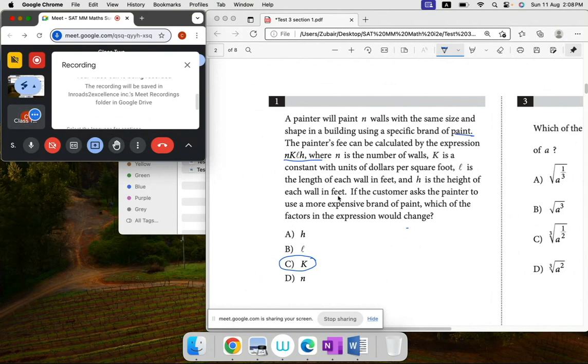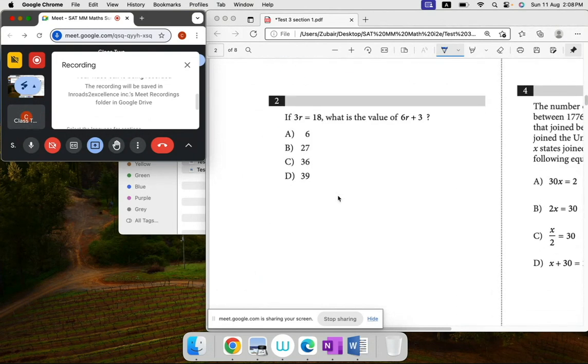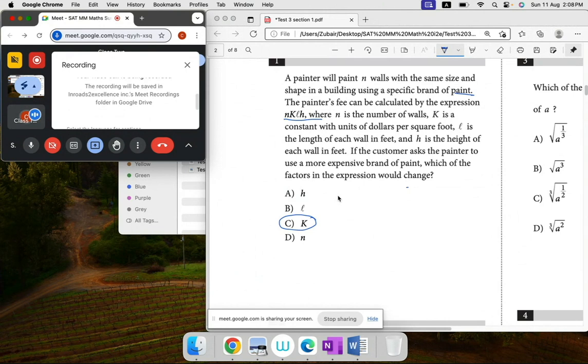Yeah, I think that's the issue here. So is the first question clear? K is basically the price. He's using the expensive brand. So the number of walls is not changing. The length and area is not changing. Length and height is not changing. So the price per unit area would increase.